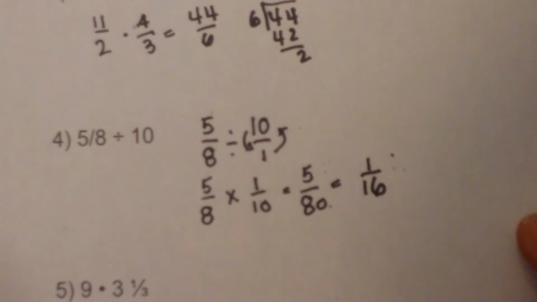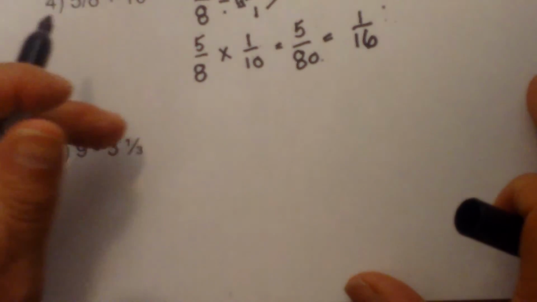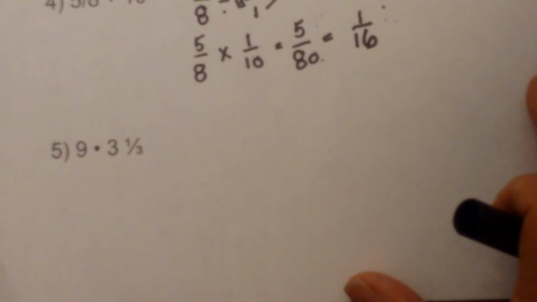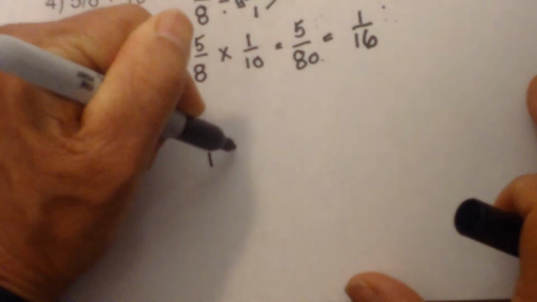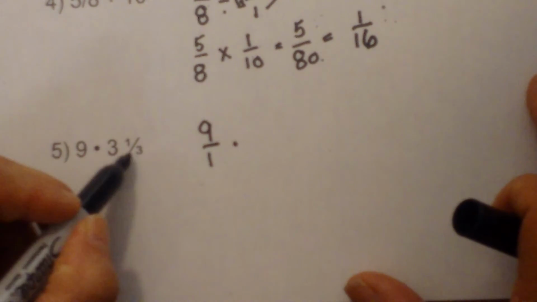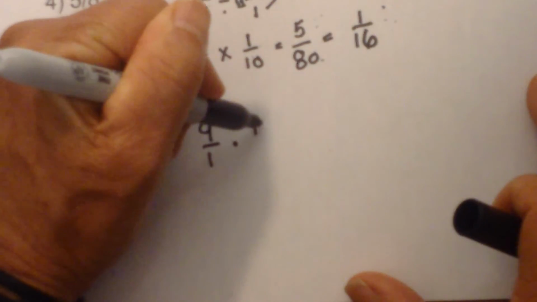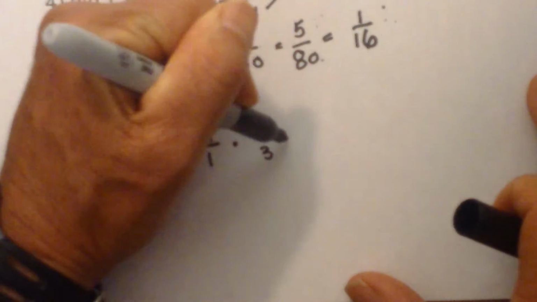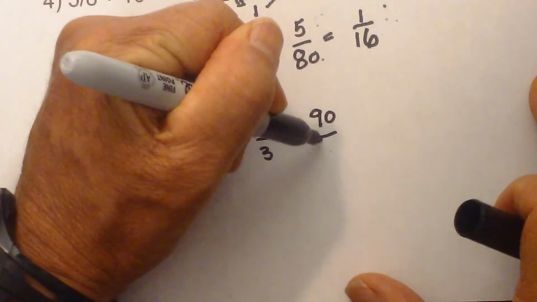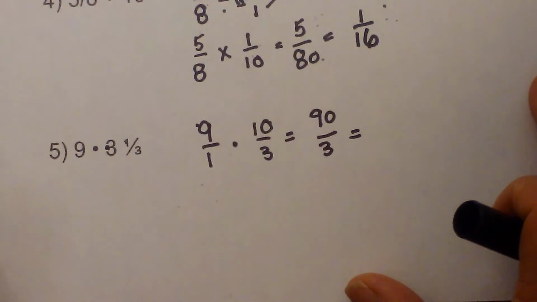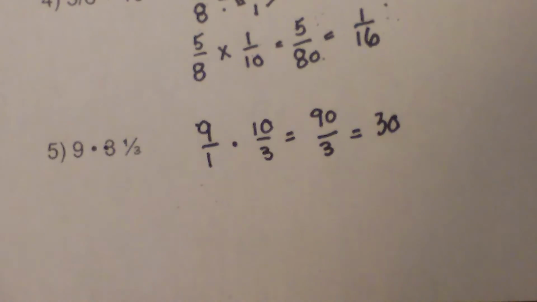Okay? And last but not least, our very last one is we have a whole number and a mixed fraction again. Mixed number, not a mixed fraction. So I'll go 9 over 1 times, convert this to an improper fraction. 3 times 3 is 9, plus 1 is 10 over 3. 9 times 10 is 90. 1 times 3 is 3. And 3 will go into 90 30 times. So that's our last answer.